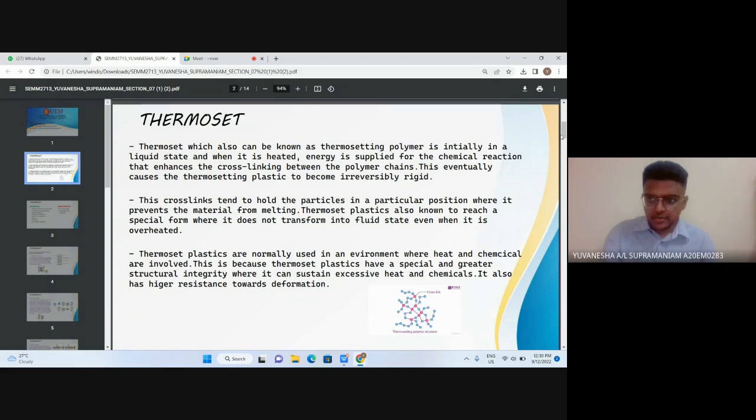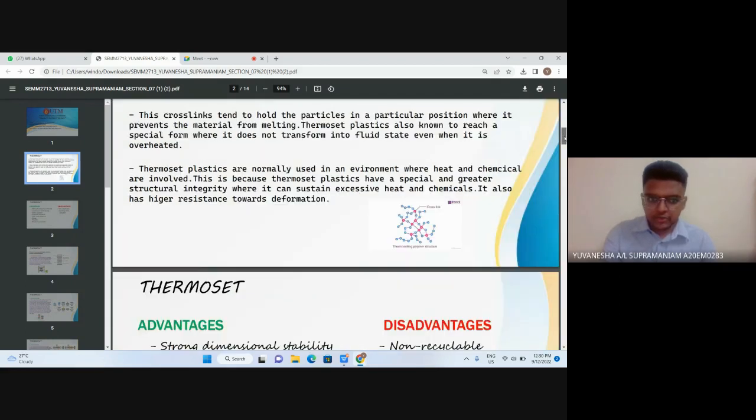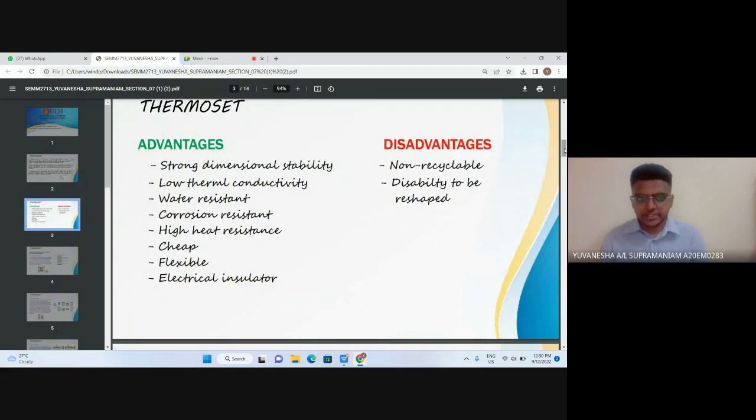Next, I would like to move on to the advantages and disadvantages of thermoset. What are the advantages of thermoset? It has strong dimensional stability, low thermal conductivity, water resistant, corrosion resistant, high heat resistance, cheap, flexible, electrical insulator, and there are also disadvantages of thermosets, such as non-recyclable and inability to be reshaped.